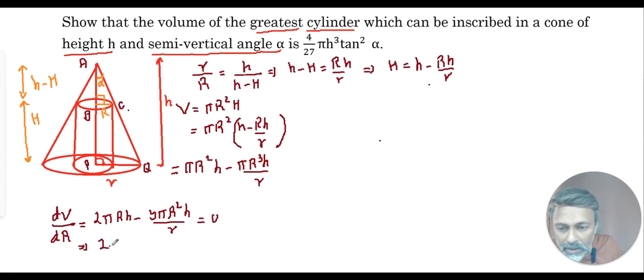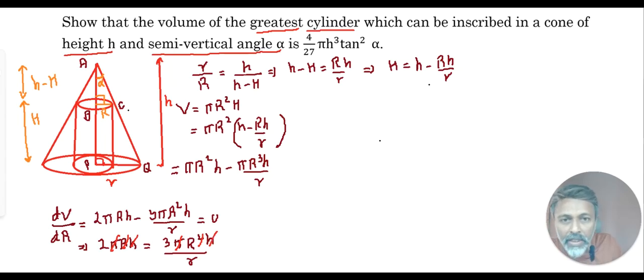This gives us 2 pi rH is equal to 3 pi r square H upon R. Let's see if we can cancel out pi. One of the r of the cylinder gets cancelled, the height of the cone gets cancelled. We are left with one relation, that r is equal to 2R upon 3. This is one result that we are getting of the first derivative.